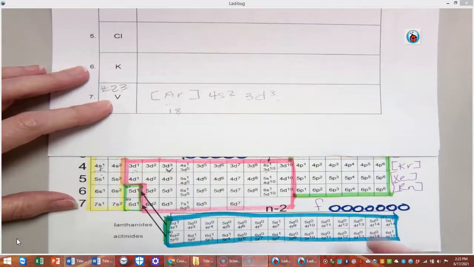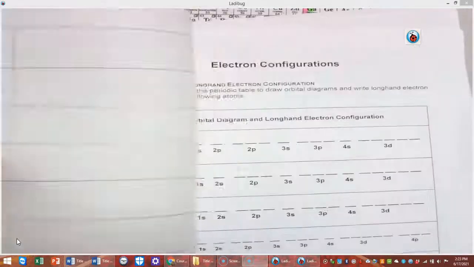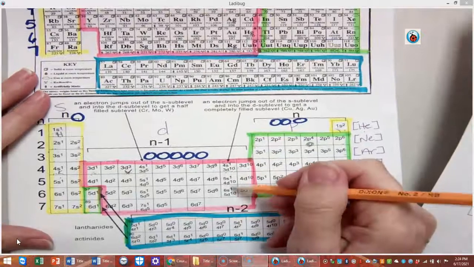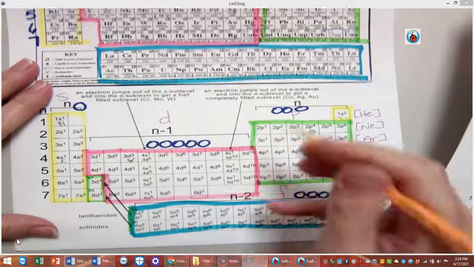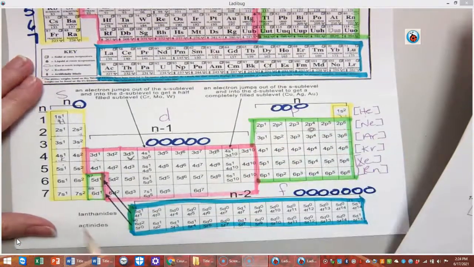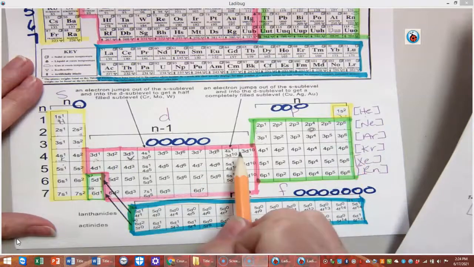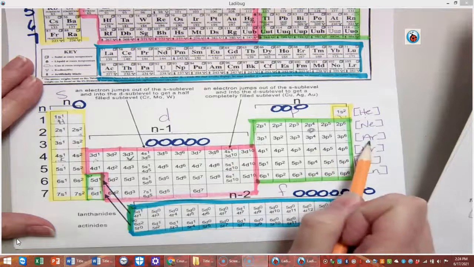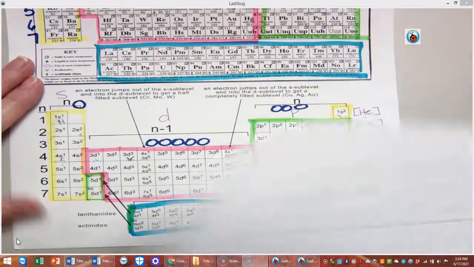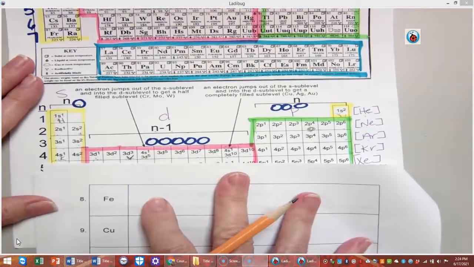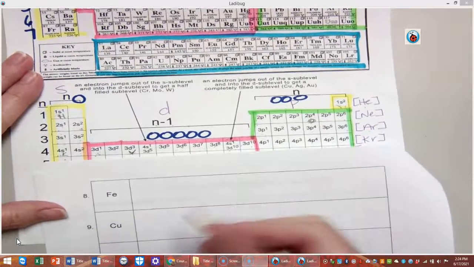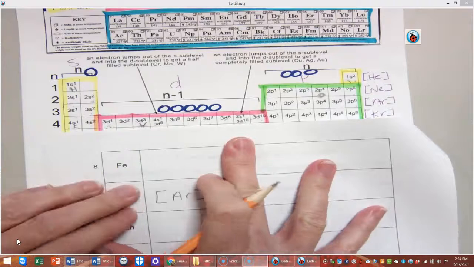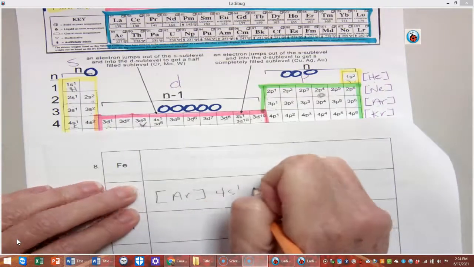So you just keep repeating that, and even on those ones that are special, remember in these groups right here, they're special, you still shortcut it. Like if we're talking about copper, I would shortcut it with argon, right? Because he's in the 4th electron level. I back up to the 3rd. So I put argon, and then what do I put there? 4s1, 3d10.